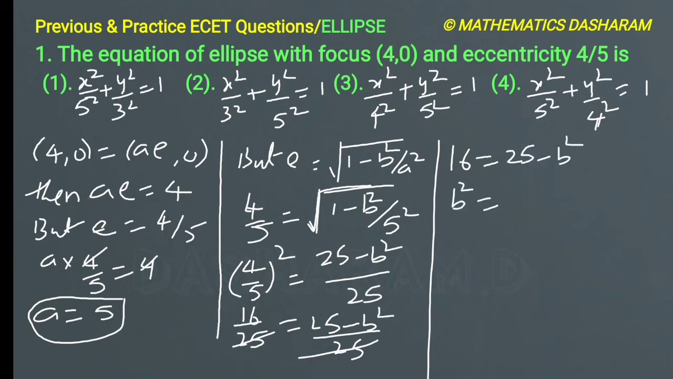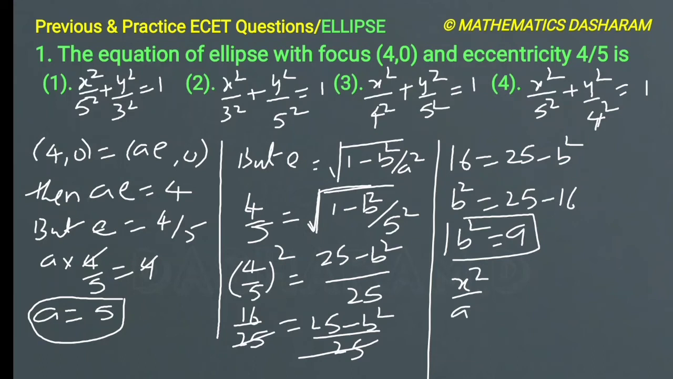Here 25 cancels, then 16 equals 25 minus B square. Then plus B square, equals 25 minus 16. Then B square equals 25 minus 16, which is 9. So keep it as it is, B square value. So now our standard form of an ellipse is x square divided by A square plus y square divided by B square equals 1. Better we find out the B value, 3.